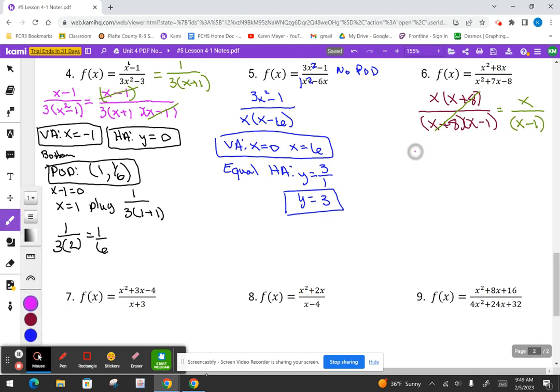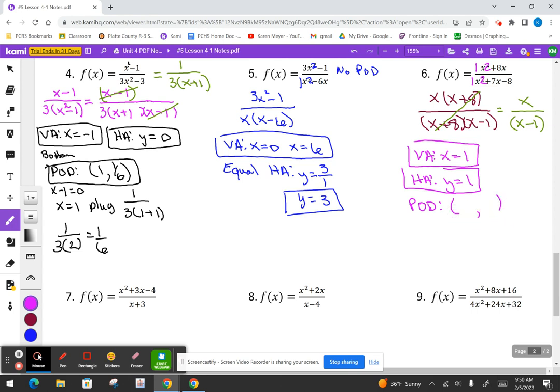So vertical, on the bottom, x minus 1 equals 0, so x equals positive 1. Compare your exponents to 2. They are equal. If they are equal, it is an HA, and it's coefficient over coefficient. So that would be 1 over 1, which is just 1. POD.